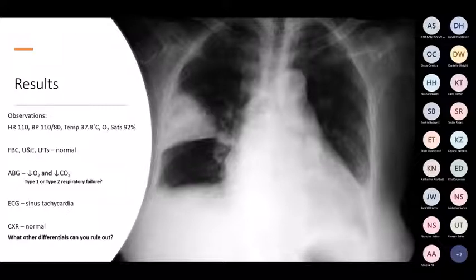So the chest X-ray is actually done to rule out other differentials. So you're not really expecting to see anything on a chest X-ray in PE. But do you guys know what other differentials you can rule out if you get the chest X-ray back and it looks completely normal?